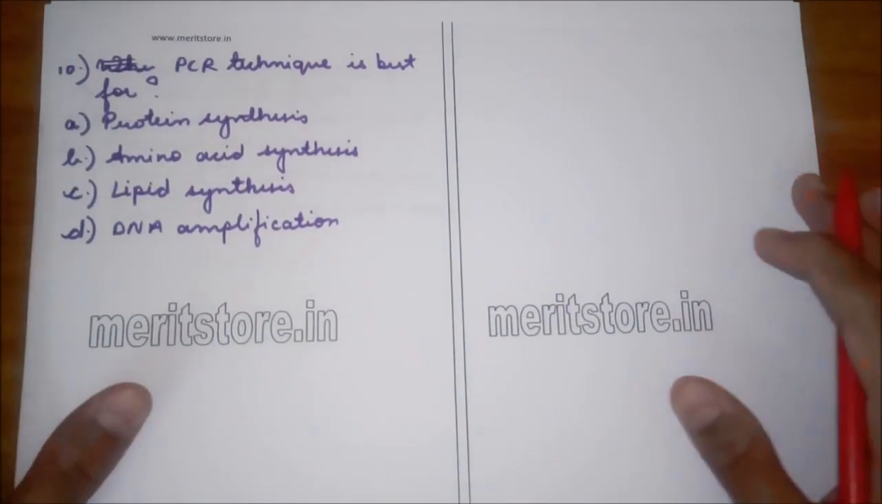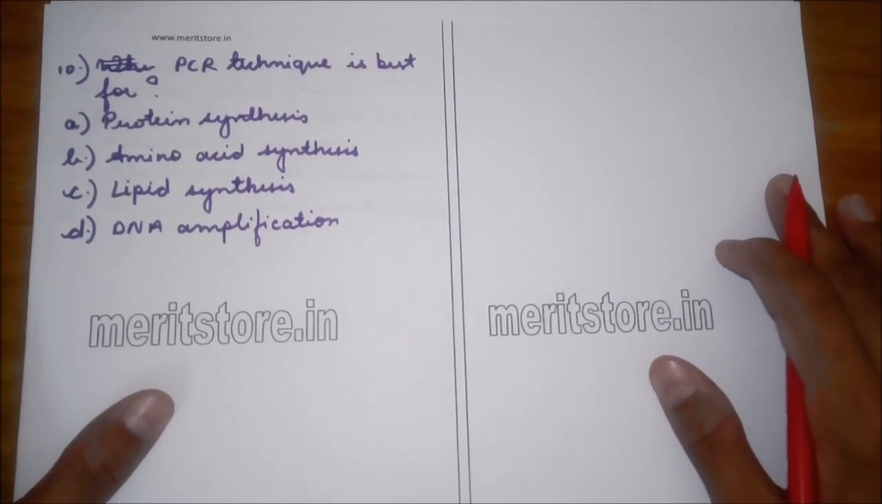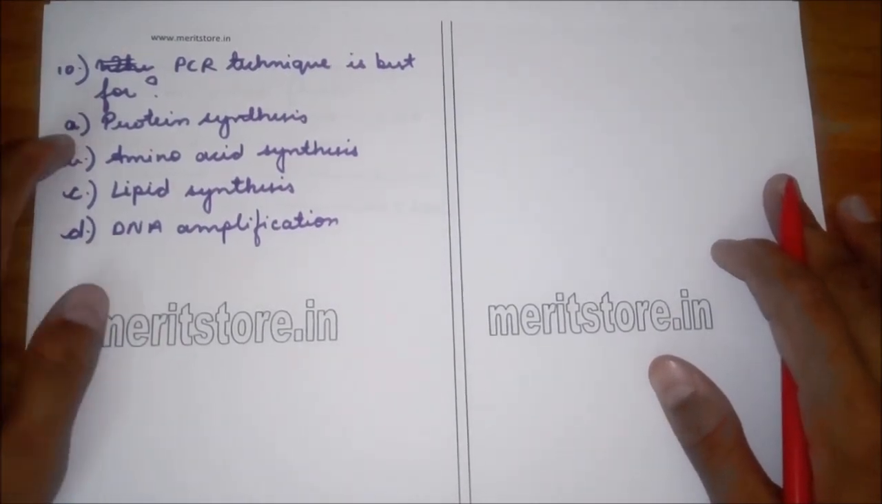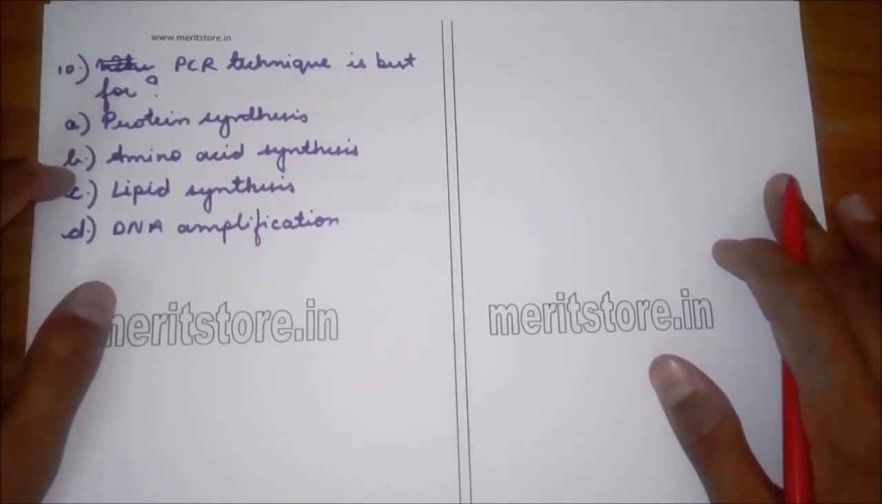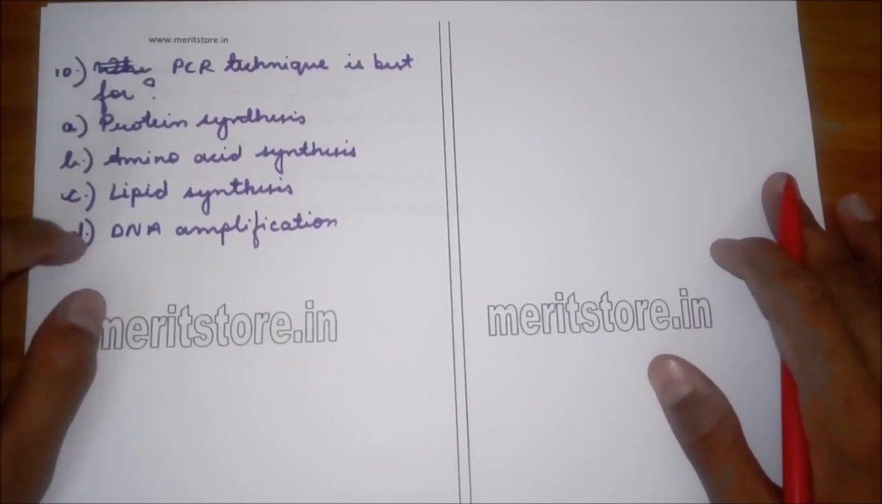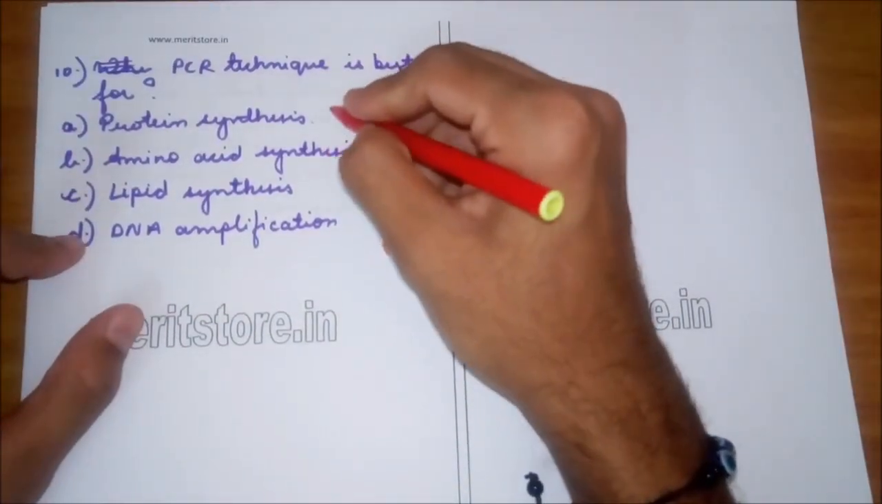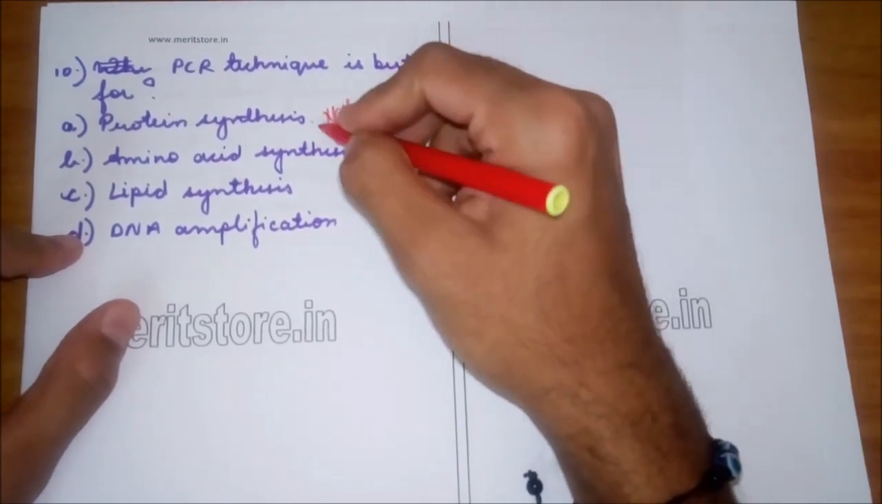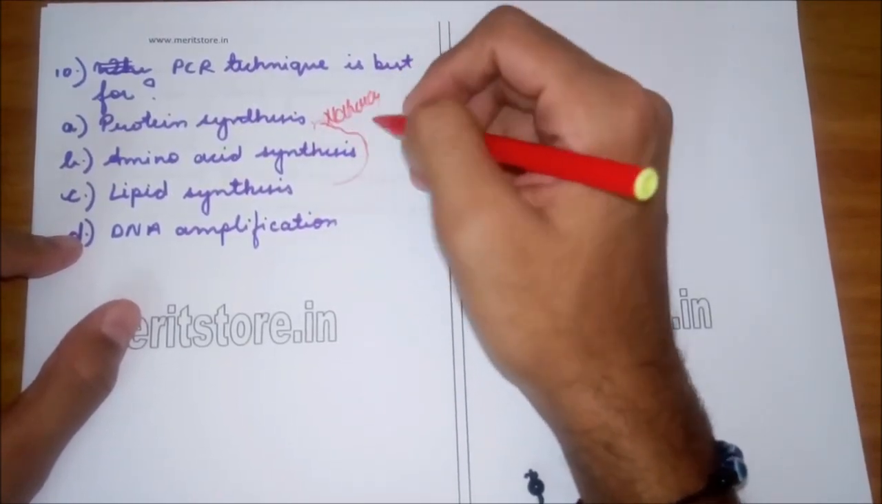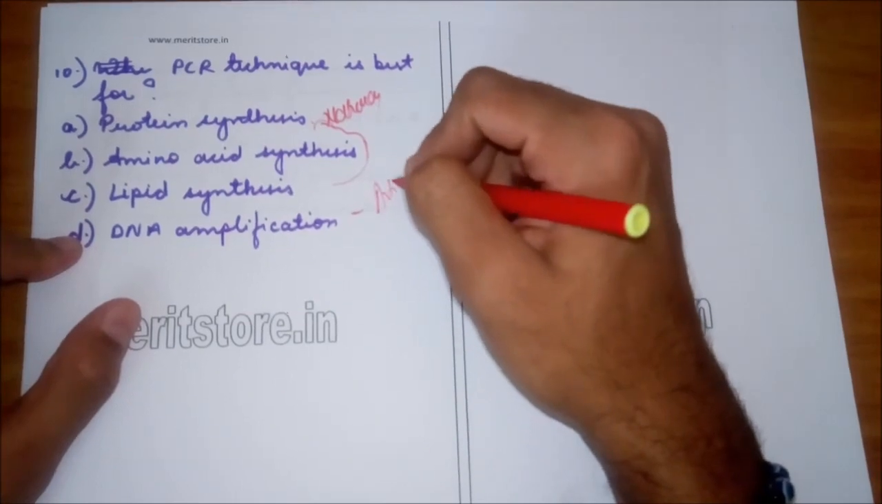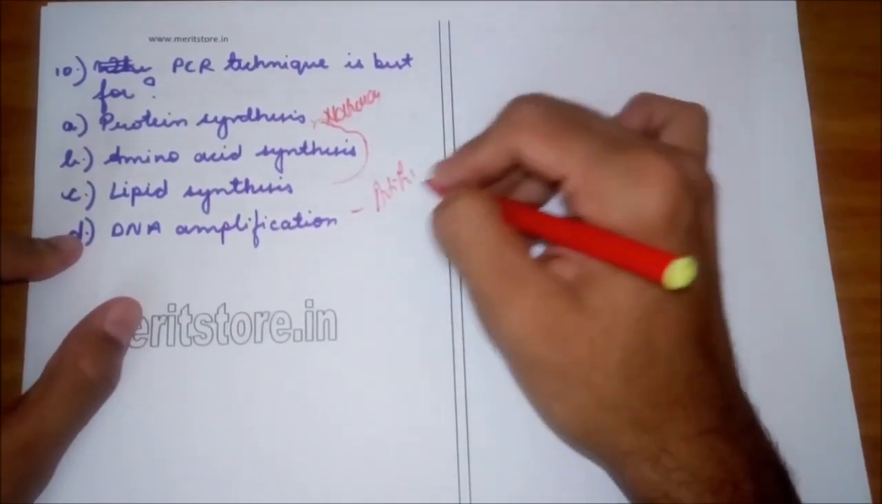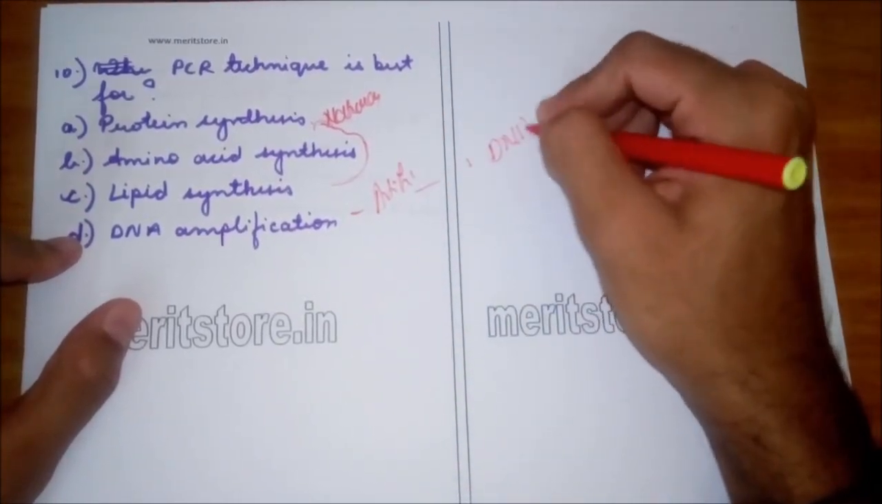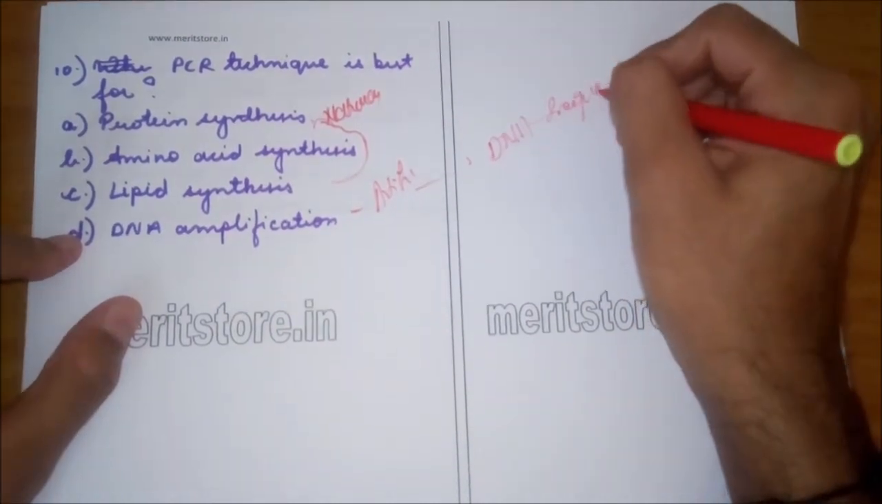Question number 10. PCR technique is best for option A, protein synthesis; option B, amino acid synthesis; C, lipid synthesis; D, DNA amplification. Protein synthesis is a natural process, amino acids as well, and lipid synthesis, all three are natural processes. This is an artificial process where the DNA fragments are amplified for a specific segment.